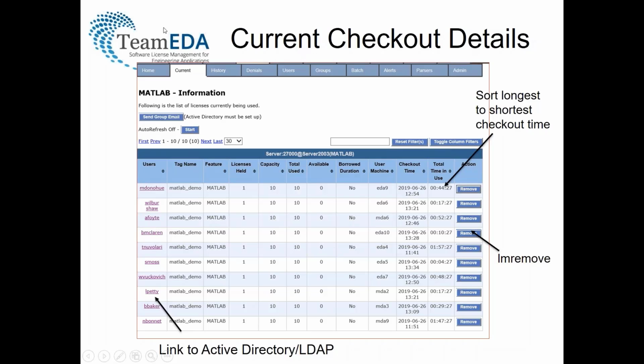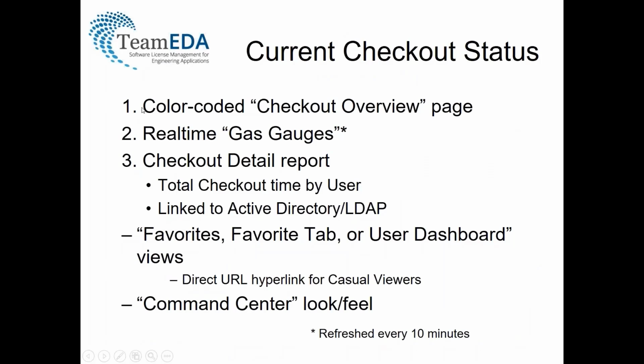And a couple of things to note in this particular current checkout detail report. One is that the usernames are linked to Active Directory. So you can just click on the name and it'll bring up their information from Active Directory, their email address and phone number. Two is that we have the ability to remove a license. So if there's one here that you want to pull back, this executes what we call the lm remove command. You do need to have special permission to do that. But if you do, you can actually pull the license back from this place right here and get the license back into the pool.